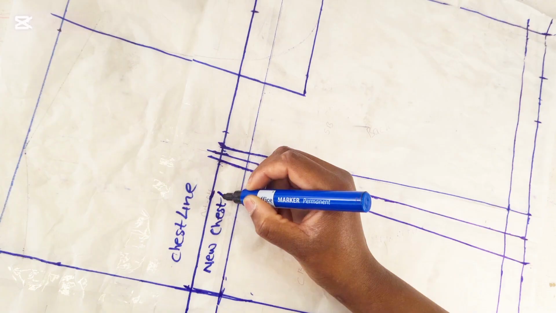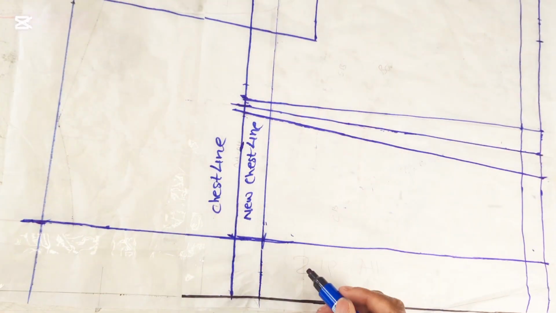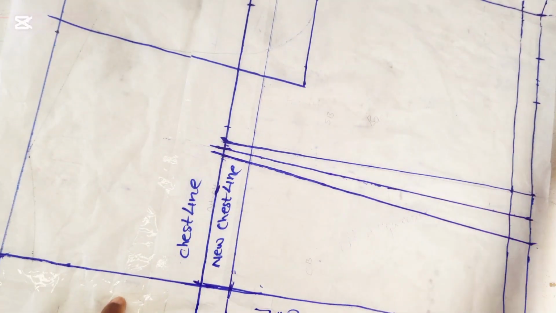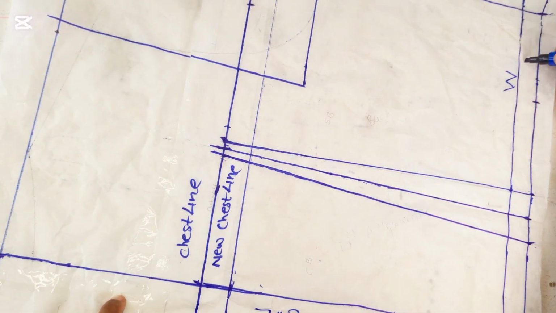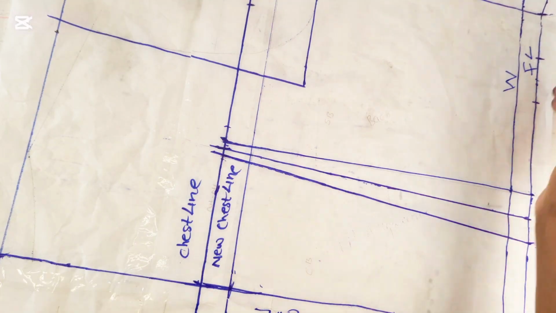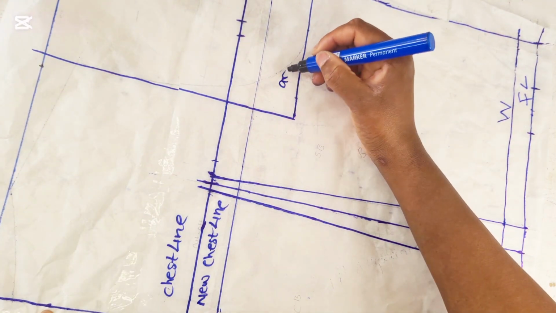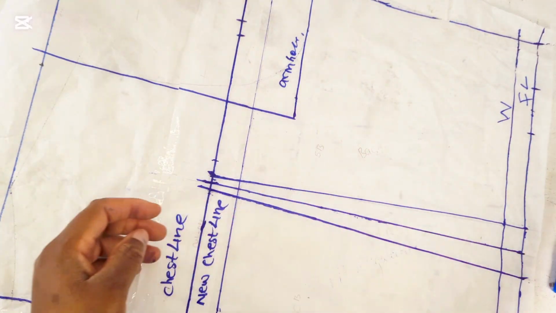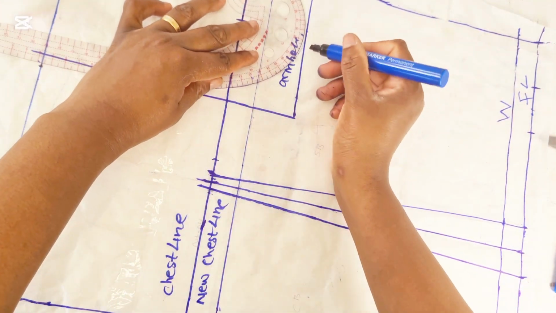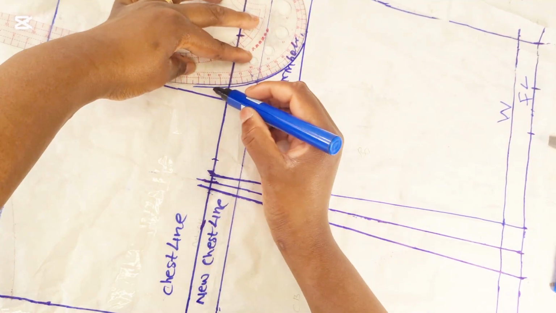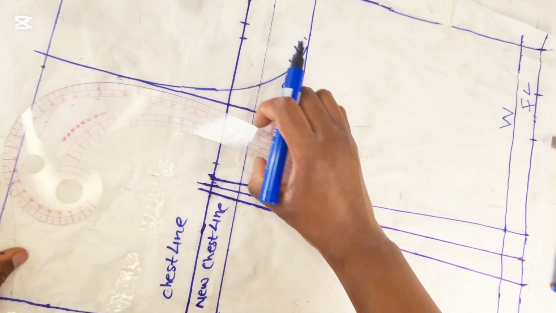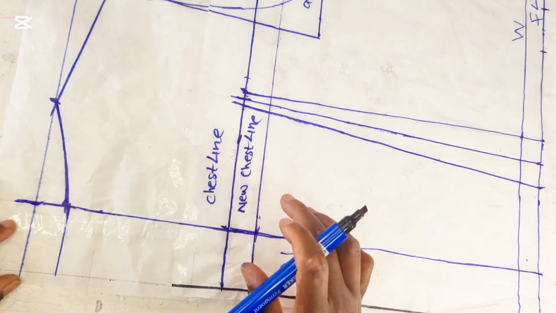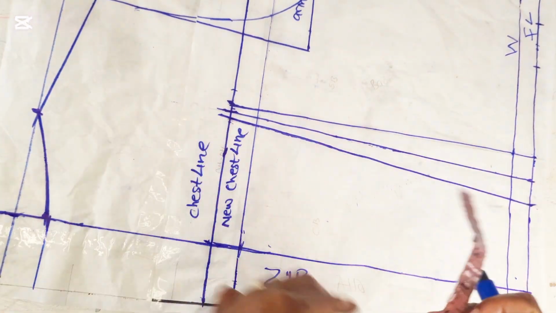But this one right here is going to be the new chest line, because that is, if I cut it, that is what I'm going to have. So here is also my zip allowance. My zip allowance, I added 1.5. So this is my new armhole. So I'm going to curve it. And as you're curving it, just ensure that after cutting it out, when you place it together, you're still going to get the same thing. So this is me right now.